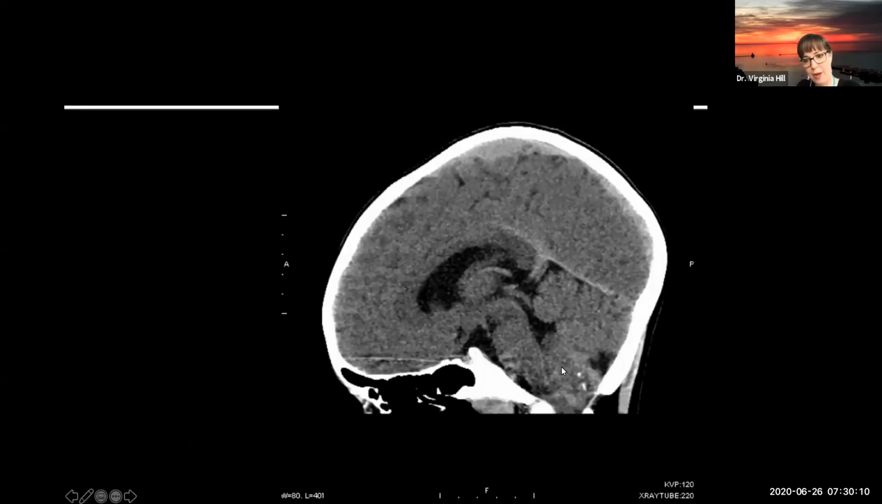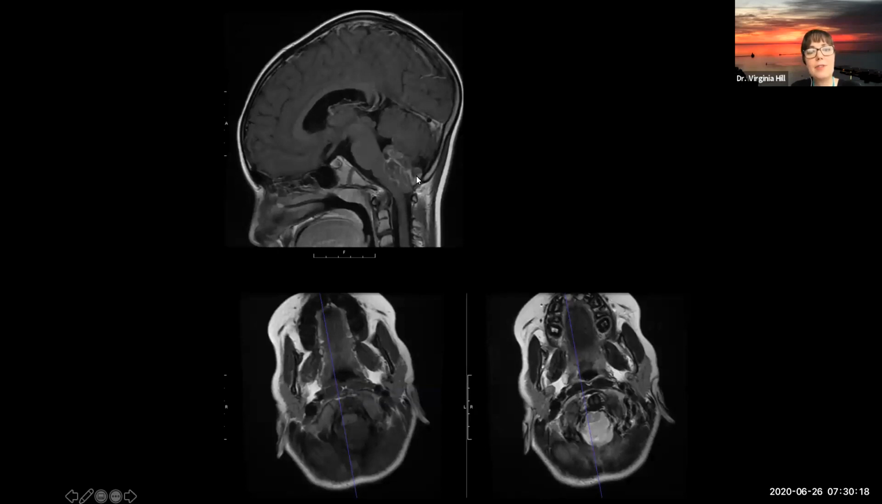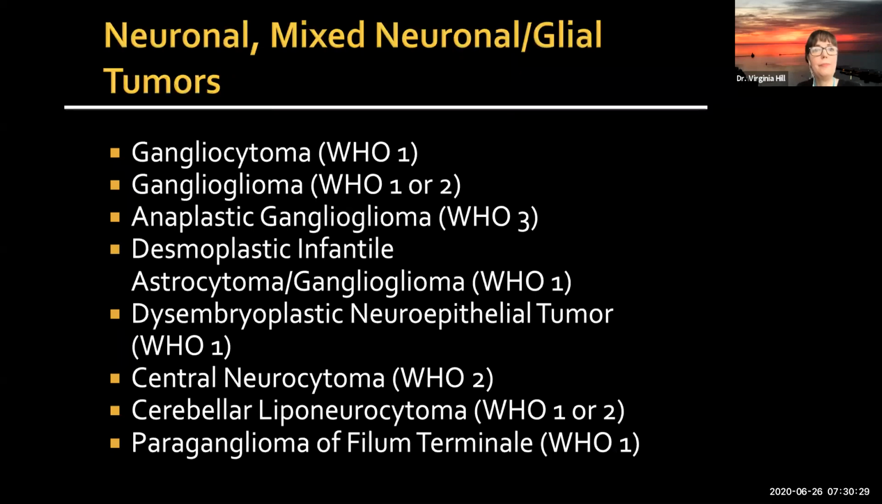So here we have a pretty classic appearance for the fourth ventricular tumor. On CT, we see this heterogeneous lesion with calcification. On contrast enhanced MRI, you can see this heterogeneously enhancing tumor that is a little bit bright on FLAIR and T2.